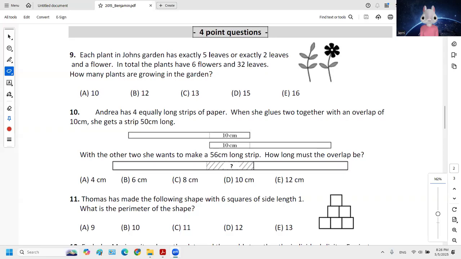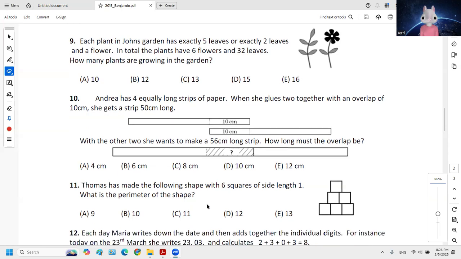Hello, today we are going to do Math Kangaroo 2015 4-point questions. Question number 9.